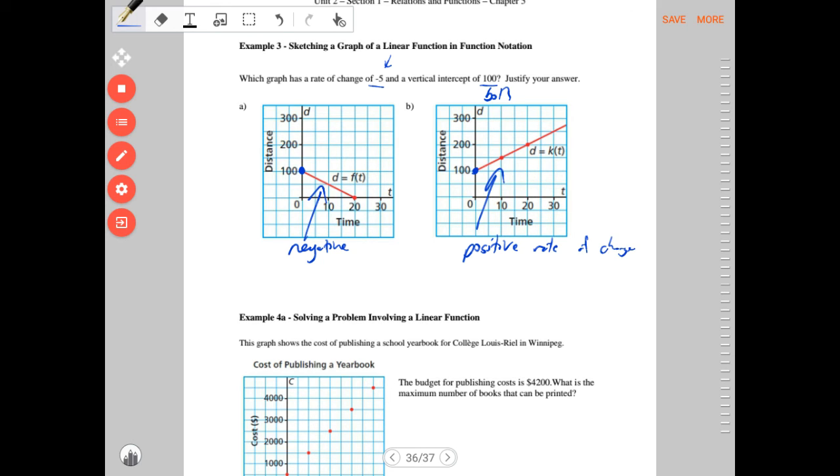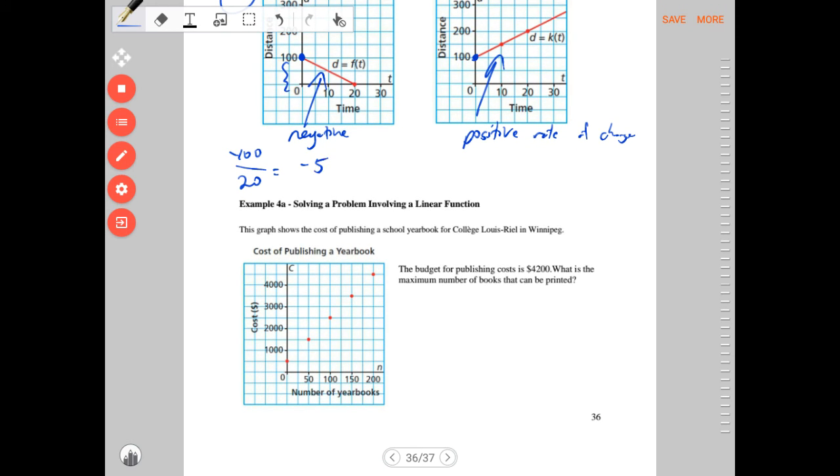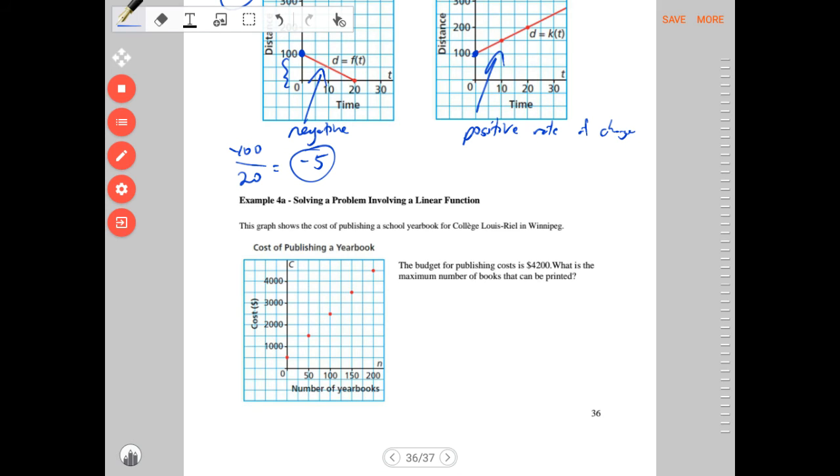Because we're only presented with two choices, it has to be graph A. But we should check a rate of change of -5. So we're going down 100, and it takes us 20 minutes to do that. -100 divided by 20 is -5. So really this does have the rate of change of -5. Perfect.